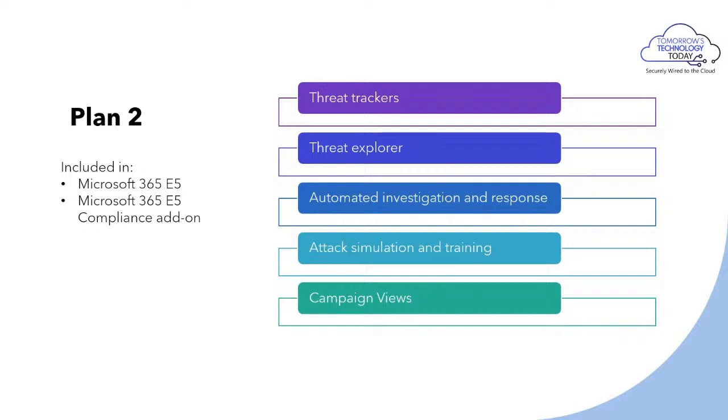There we go. All right, and then Plan 2. So that includes all the features that are included in Plan 1. Plus, there are also the threat trackers. So those are widgets and views that provide you with the intelligence on different cybersecurity issues that might impact your business. So for example, you can view information about trending malware campaigns using threat trackers.